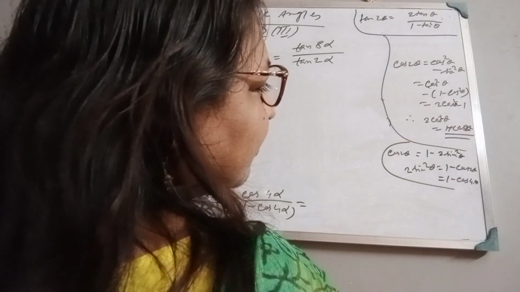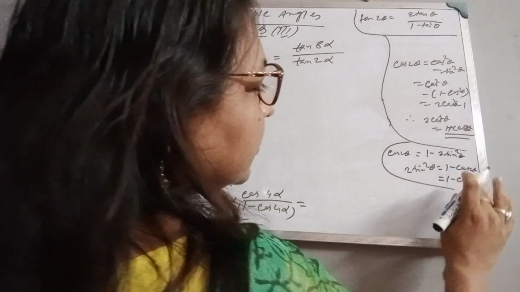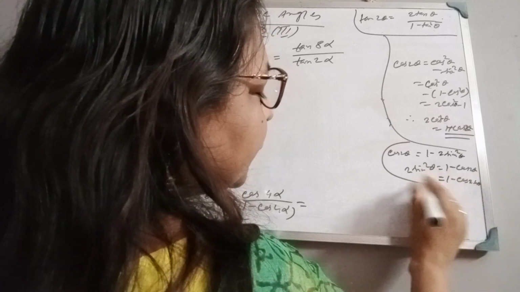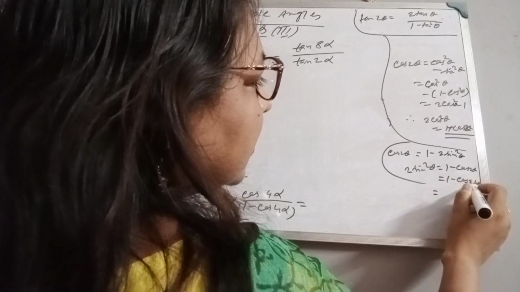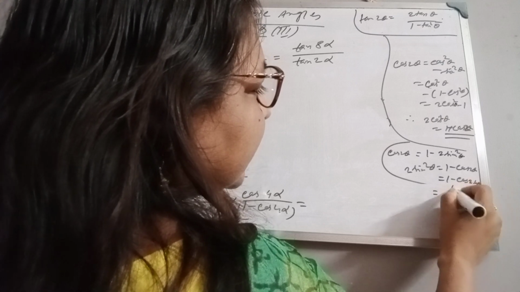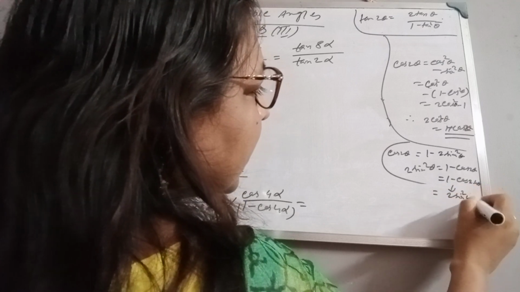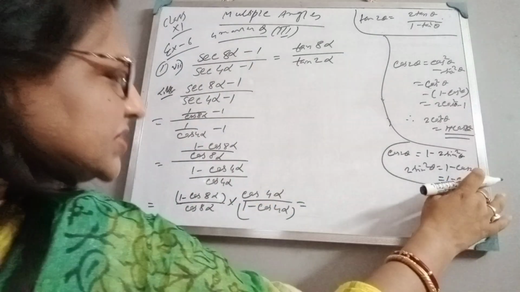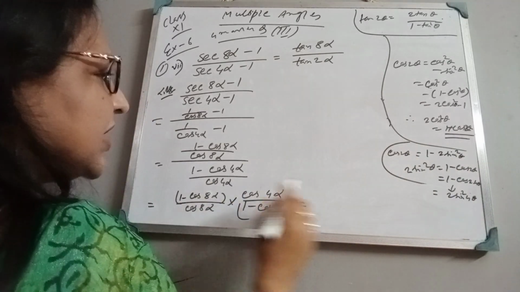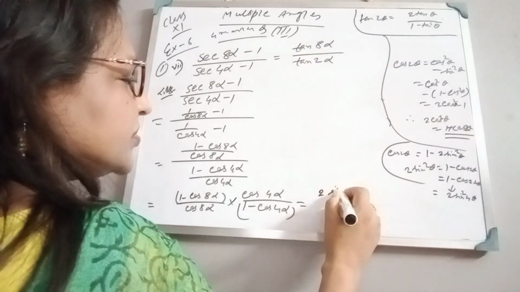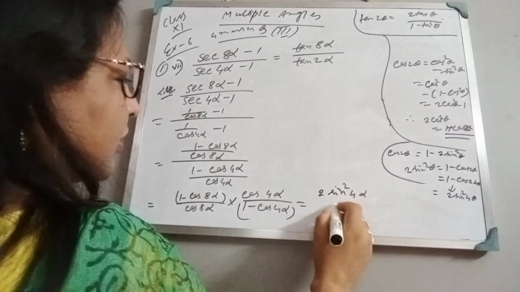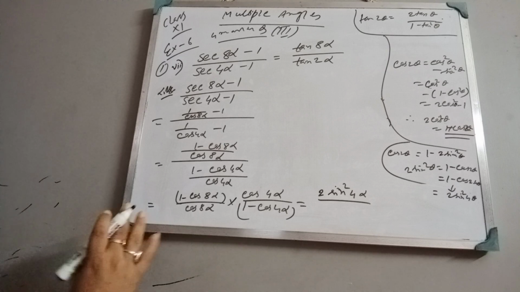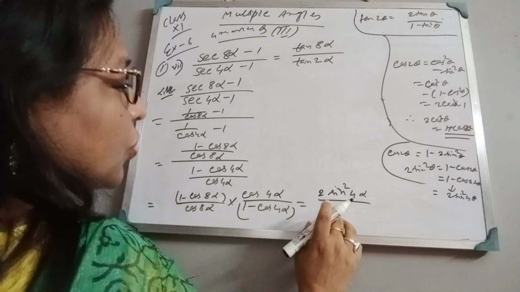Then what will we write? 1 minus cos 8 theta means 2 into 4 theta. So 1 minus cos 2 theta we can write as 2 sine square 4 theta. So for 1 minus cos 8 alpha we can write 2 sine square 4 alpha by cos 8 alpha, and that no need to change, then divided by 1 minus cos 4 alpha.